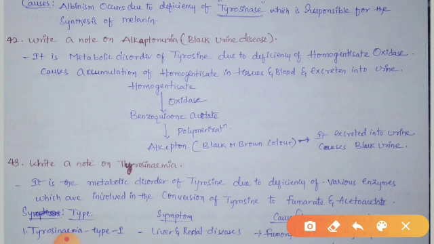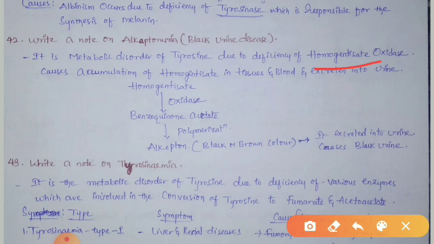Write a note on alkaptonuria, that is black urine disease. It is a metabolic disorder of tyrosine due to the deficiency of homogentisate oxidase, which causes accumulation of homogentisate in the tissues and blood, and it is excreted into the urine. So that's why the urine becomes darkened.